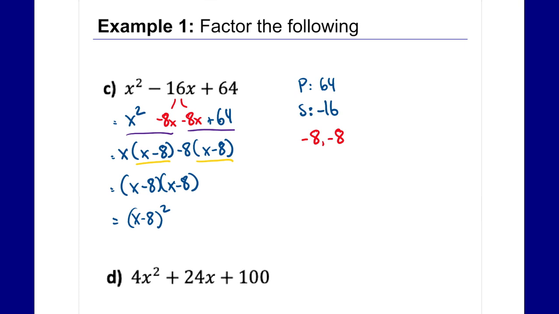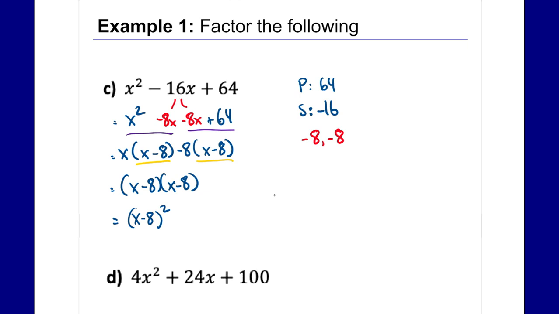Now again, is there a quicker way that we could do this? Instead of going through this whole process, is there a quicker way? If we take a look at it, we should recognize, wait a second, the square root of 64 is 8. 8 times 8 is 64. 8 plus 8 is 16.